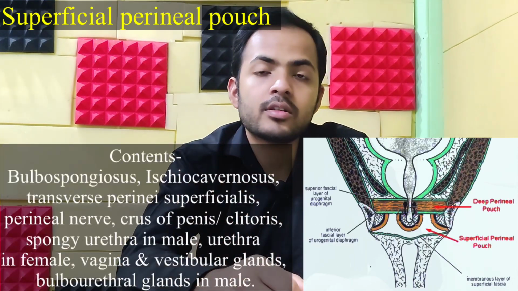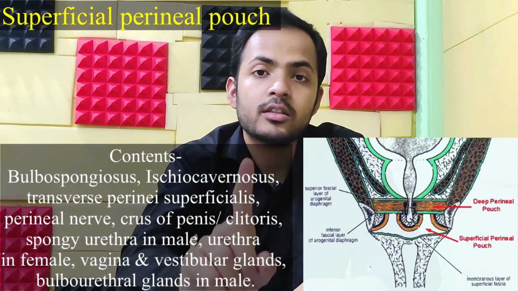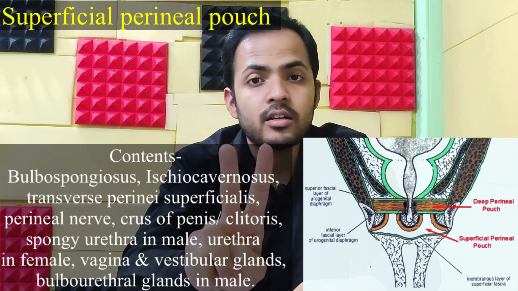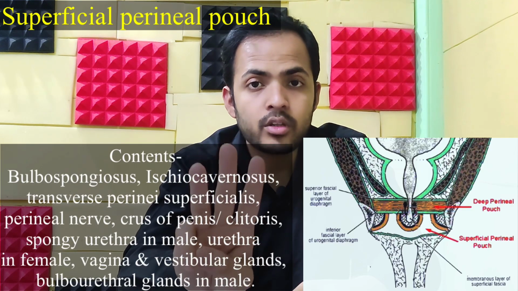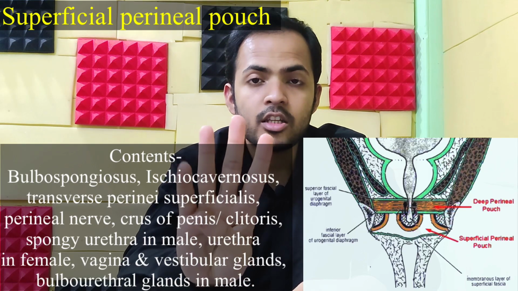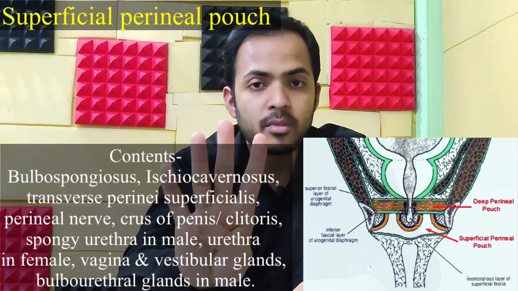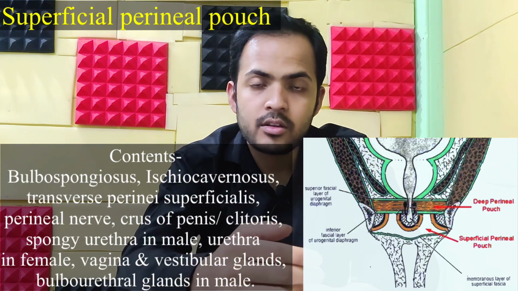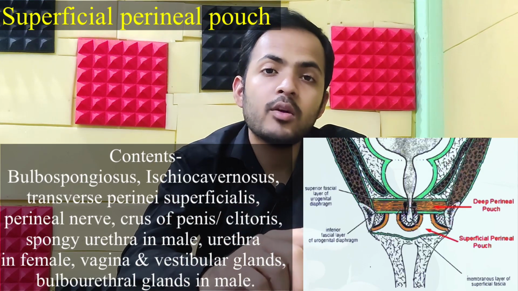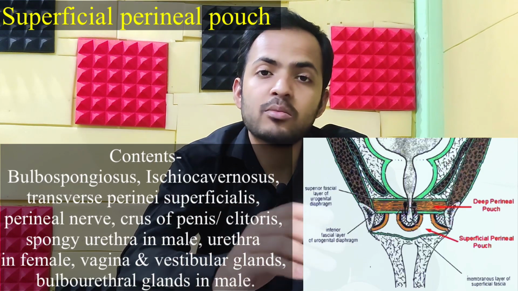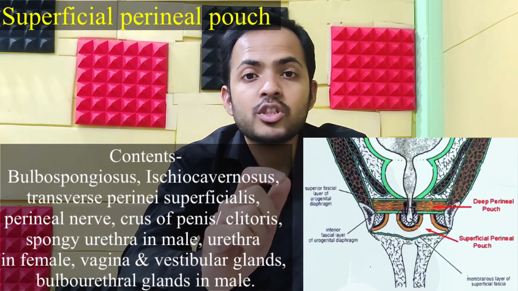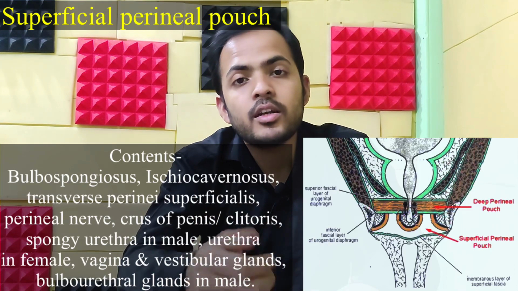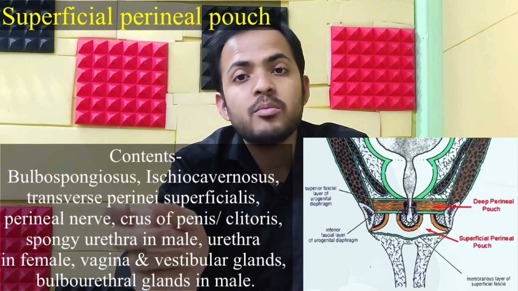Now the contents of this superficial perineal pouch: first of all you are getting three muscles, bulbospongiosus, ischiocavernosus and transverse perineae superficialis, along with one nerve, which is the perineal nerve. This perineal nerve supplies all these three muscles. Additionally, in male you are getting the base of the penis, or you can say crus of the penis, and in female you are getting the crus of the clitoris or base of the clitoris, along with the spongy urethra in male, and also you are getting bulbourethral glands. In female you are getting the vagina and vestibular glands.